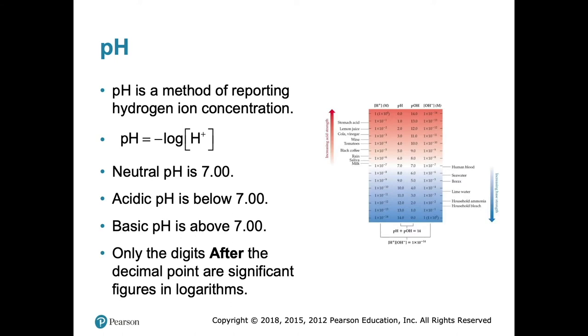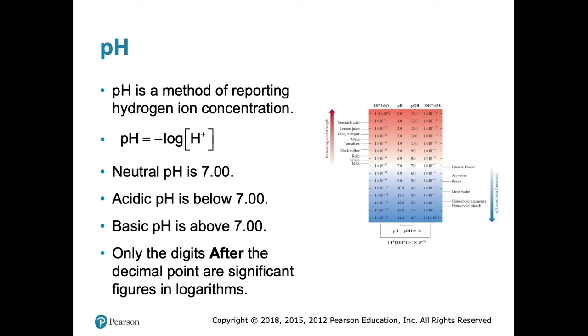What is pH? Well, pH is a method of reporting the hydrogen ion concentration or the hydronium ion concentration. Just remember, I might put in there H3O+ instead of just H+, so know that they're the same. pH literally means the negative log of the hydronium ion concentration. Everybody should already know that the neutral pH is 7, acidic pH is below 7, and basic pH is above 7.